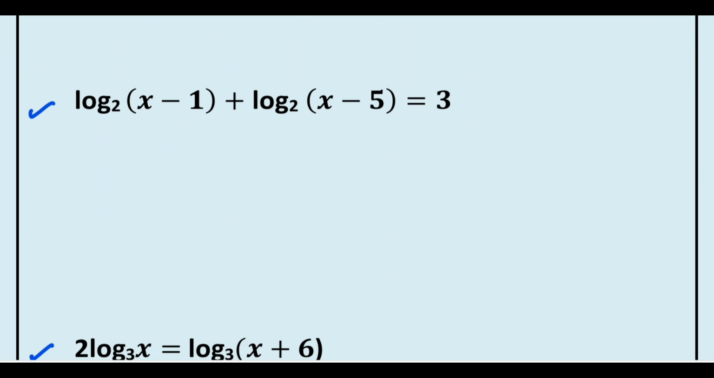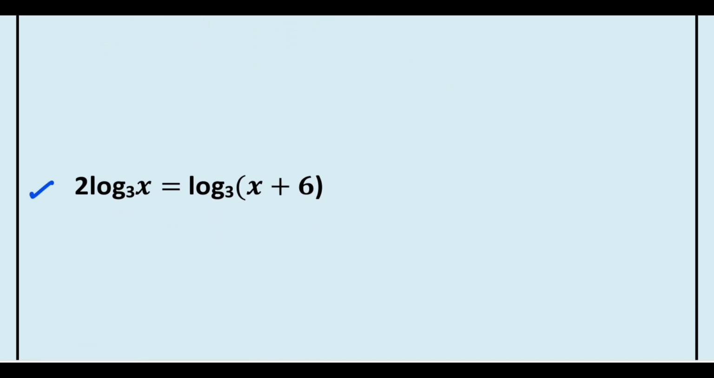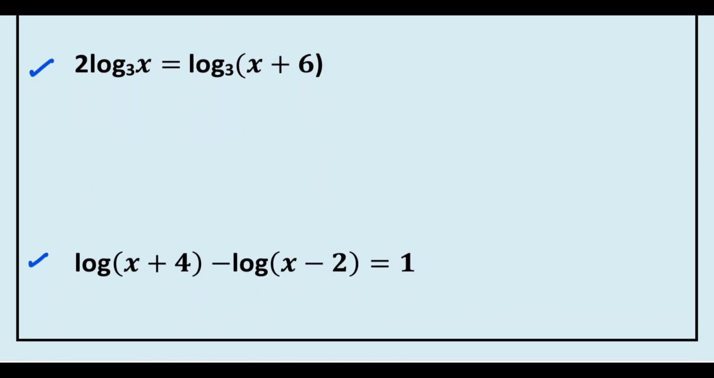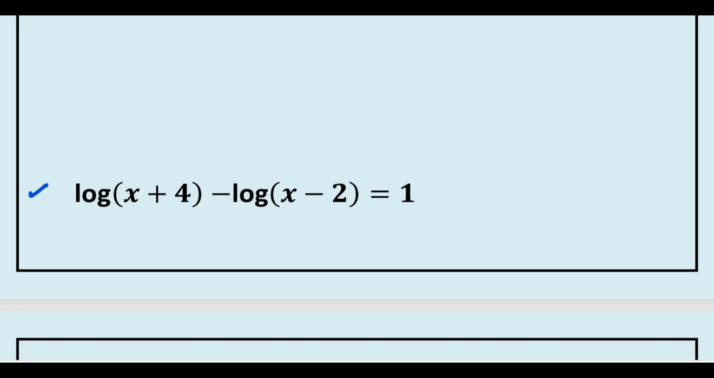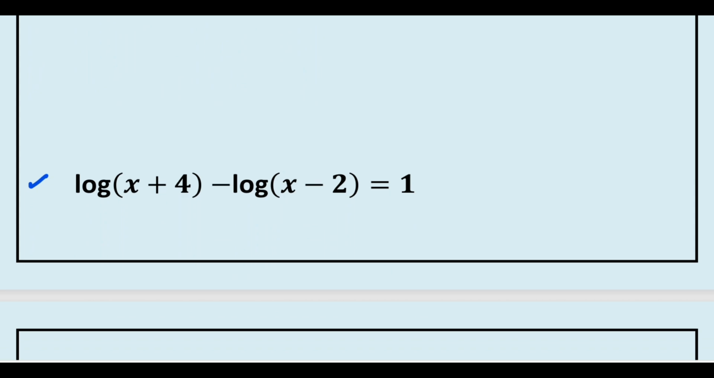So I want you now to try out this. Log to base 2 of x minus 1 plus log to base 2 of x minus 5 is equal to 3. Hint, you start by converting that 3 to become log to base 2. Then the next, 2 log x base 3 is equal to log x plus 6 to base 3. Then the last one, log x plus 4 minus log x minus 2 is equal to 1.